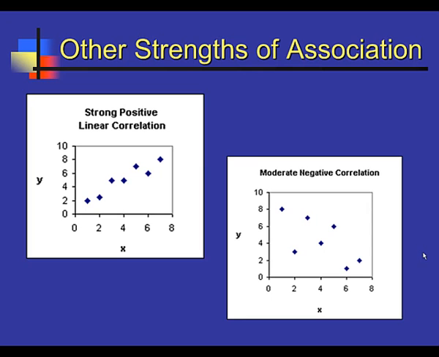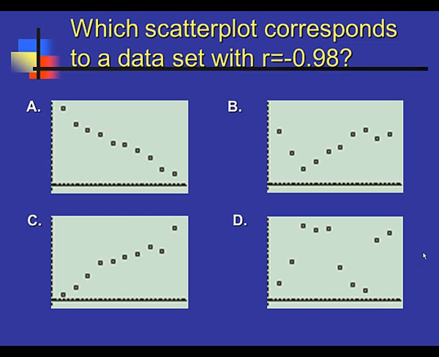The pictures show an example on the top left of a strong positive linear association or correlation, and on the bottom right a moderate negative correlation. Next we will take a quiz to see if you can determine the scatter plot, which corresponds to a data set with r equals negative 0.98.